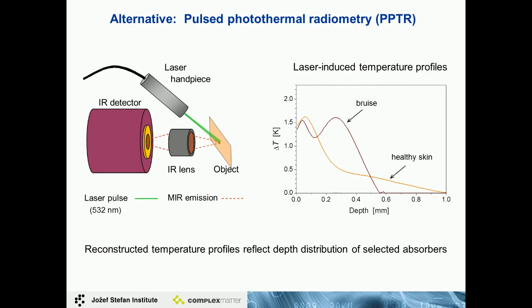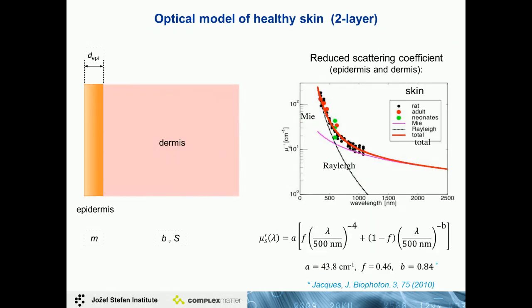But now we are interested in optical properties, in the chromophores, so we should actually solve another inverse problem to answer the question: how did these temperature profiles arise? What is the content of the melanin and the content of the blood that gives rise to this exact profile? So this is another inverse problem on top of the previous one. To ease this second step, we apply a simple geometrical model of the skin.